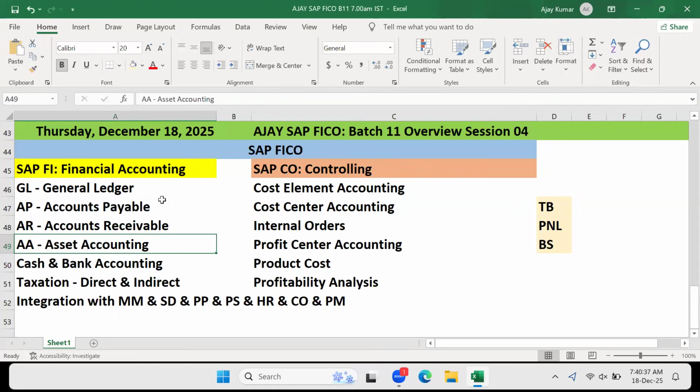Majorly, there are two integrations which are most commonly used: MM integration and SD integration. When you talk about MM integration, is it all about sales or purchases? Purchases. It is all about purchases. Point number one, when we talked about purchases, we were talking about purchases in accounts payable, cash or credit? Credit. We were talking about credit purchases.